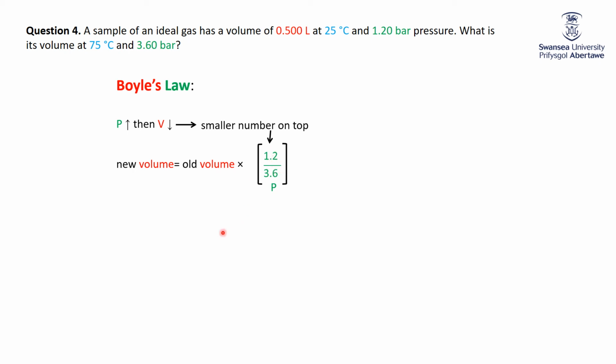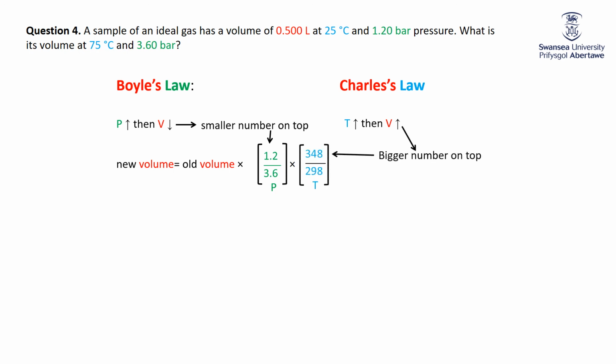Now of course that's not the end of it, because we also changed the temperature. So Charles' law, the temperature increased from 25 to 75, so therefore the volume will go up. But of course we can't use 25 Celsius and 75 Celsius. We have to convert those to Kelvin. And so putting that in then, bigger number on top for the temperatures because the volume goes up. 75 is 348, 25 is 298.